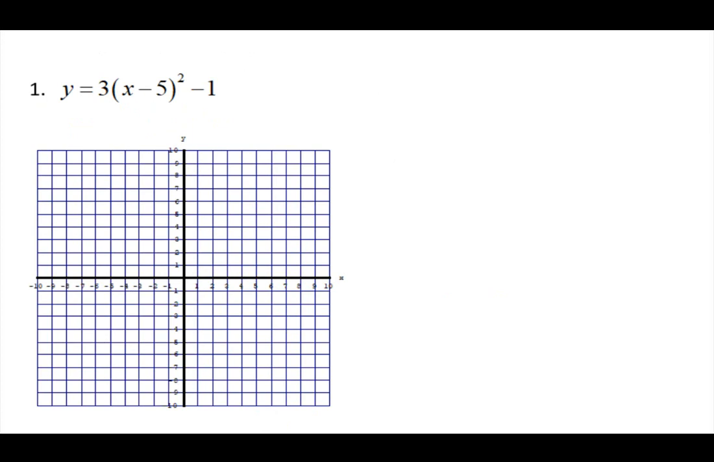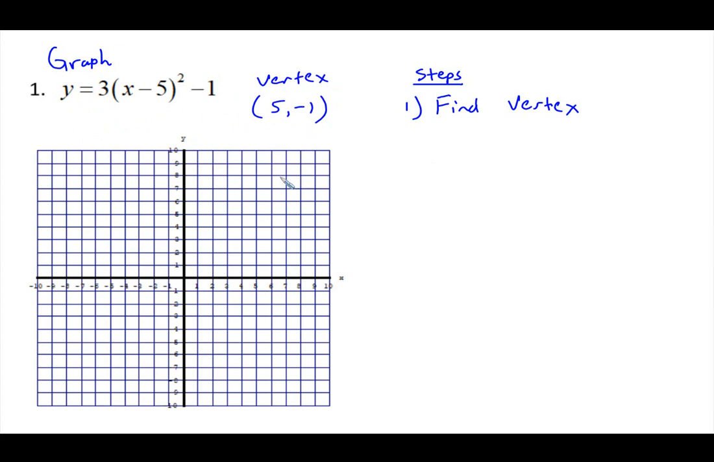All right, so let's take a look at this example. Let's say we're going to graph this quadratic that is in vertex form, okay? In order to do that, I'm going to put some steps over here. Step 1, you want to find the vertex. I know the vertex is going to be positive 5 comma negative 1. So you want to find the vertex and then plot the vertex. So 5 comma negative 1. So here's the vertex right here.